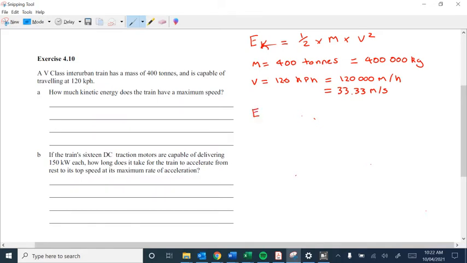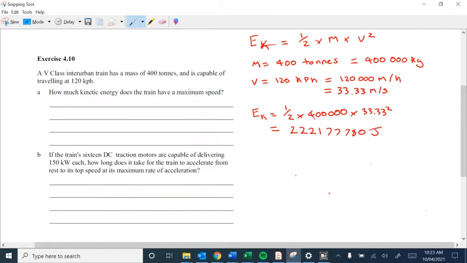Now we can plug those values into our formula and get the kinetic energy. So EK is equal to 1 over 2 times 400,000 times 33.33 squared, which is equal to, you can't see my calculator, but just trust me, or you can put it in yourself, half times 400,000 times 33.33 squared is equal to 222,177,780 joules. That's the unit for energy.